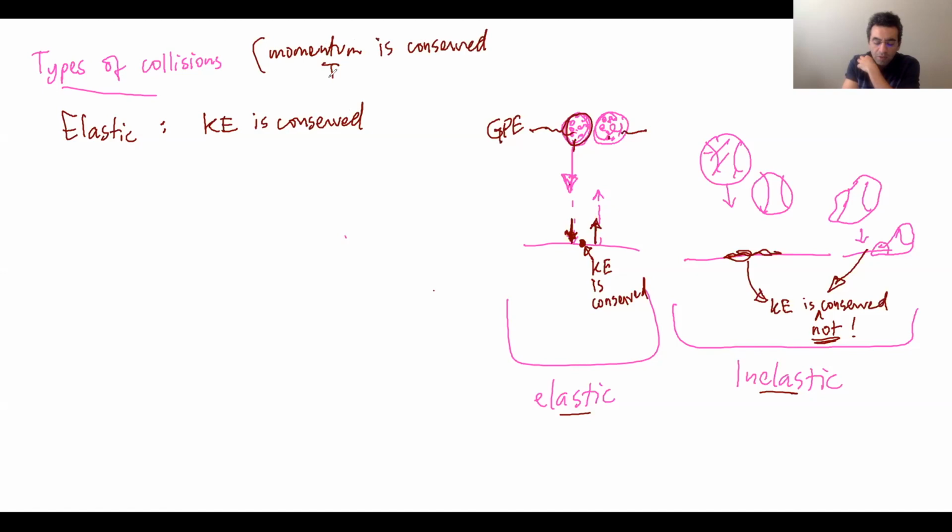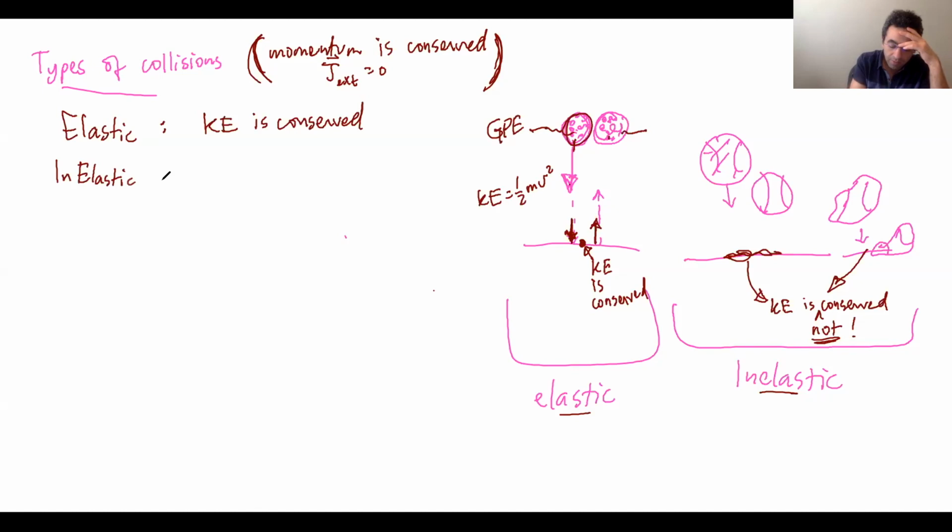We're saying that momentum is conserved when the external impulse is equal to 0. That's a done deal. We're not debating this anymore. Momentum is conserved in this case. But the question now is, is the kinetic energy also conserved or not? Kinetic energy, if you remember, is half the mass times the speed squared. For elastic collisions, kinetic energy is conserved. For inelastic, the kinetic energy is not conserved. So that's how you recognize the collisions.